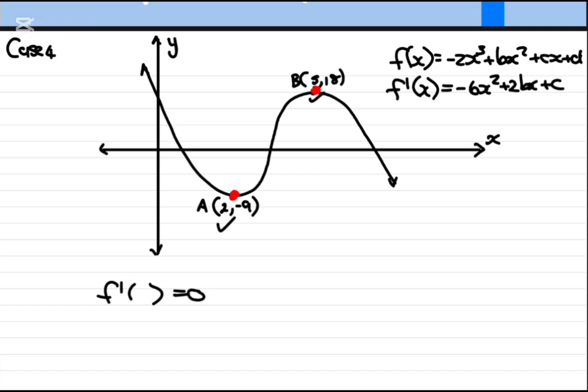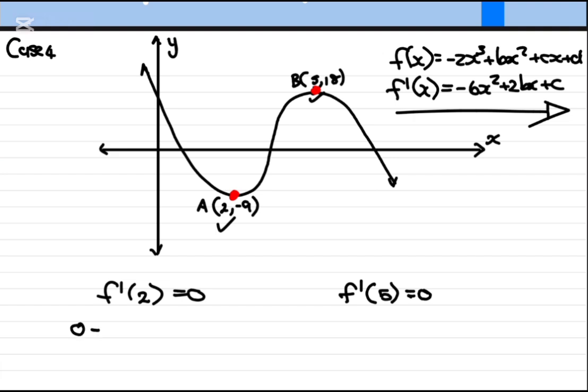See, because I've got an x value here of 2, so we know that the derivative is equal to 0 where x is 2, and we can do another equation where x is 5, and that's also equal to 0. So we've got both these turning points, so we can substitute x into the derivative and make it equal to 0.